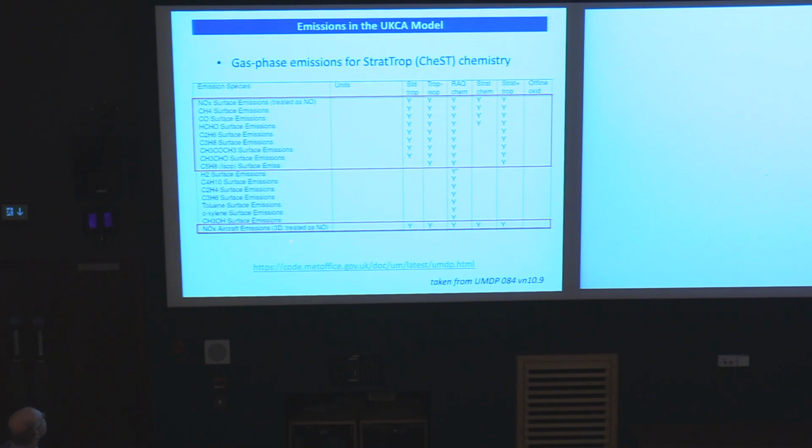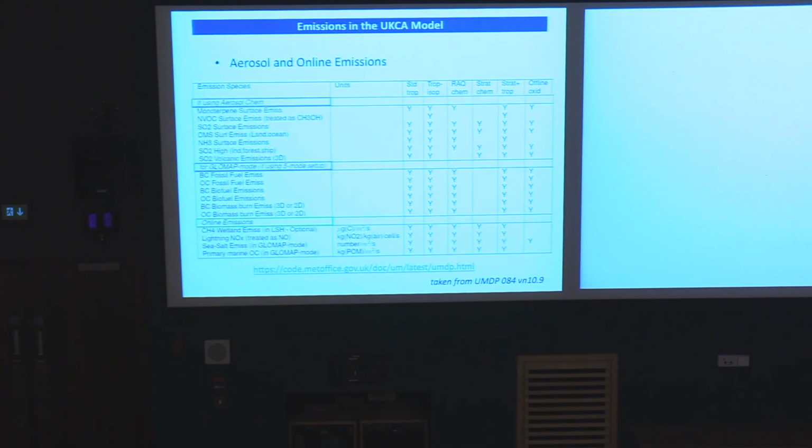Here are the gas phase emissions. And as I said, if you use different chemistry schemes, like here the regional air quality chemistry, you may want to consider, or you need to consider, emissions from other compounds as well. Here on this page, you see emissions that are relevant for aerosol chemistry, and also if you want to use the GLOMAP-mode model, if you include this in UKCA.